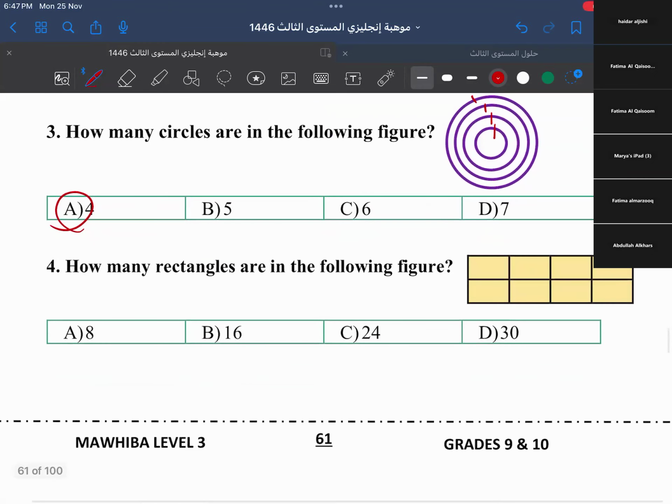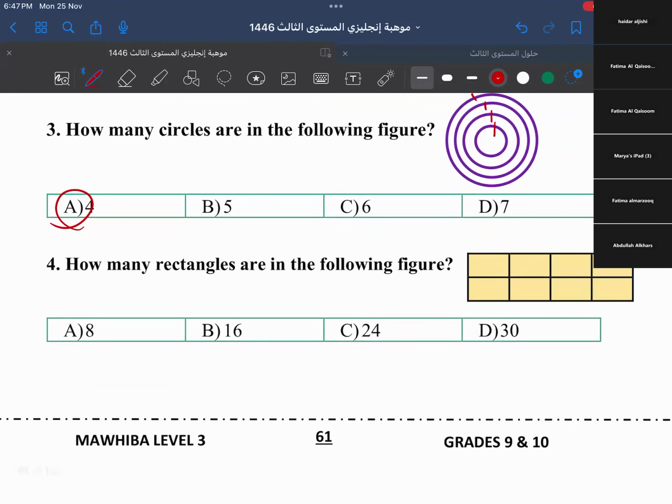Okay. Let's see question 4. How many rectangles are in the following figure? Anyone wants to try and do it with the normal way? Yes, Haidar? Okay, so I think for this one we need to do the small squares and the small rectangles first. So that's 1, 2, 3, 4, 5, 6, 7, 8. 8. And then we do the ones that are 2 but horizontal. So 1, 2, 3, 4.